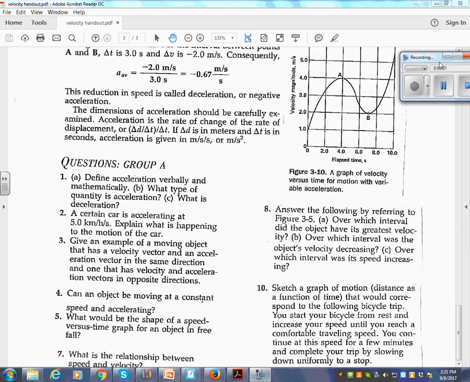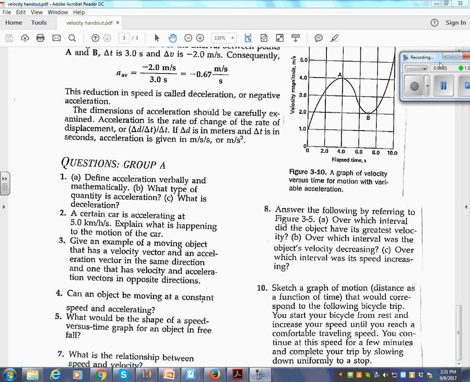So, question number 1 says, define acceleration verbally and mathematically. So, verbally just means like in words, right? How would you describe acceleration verbally, just in words?